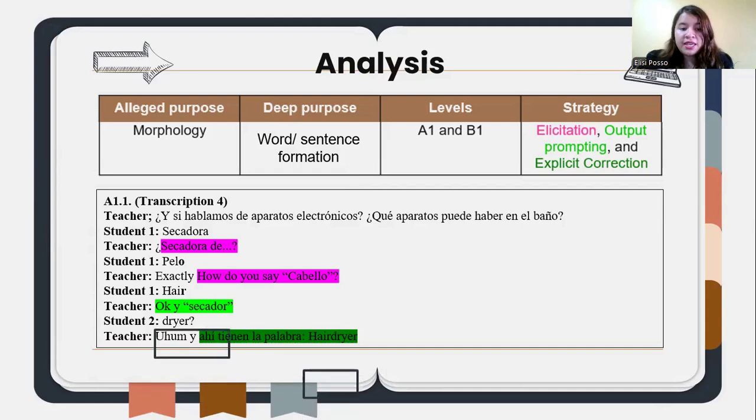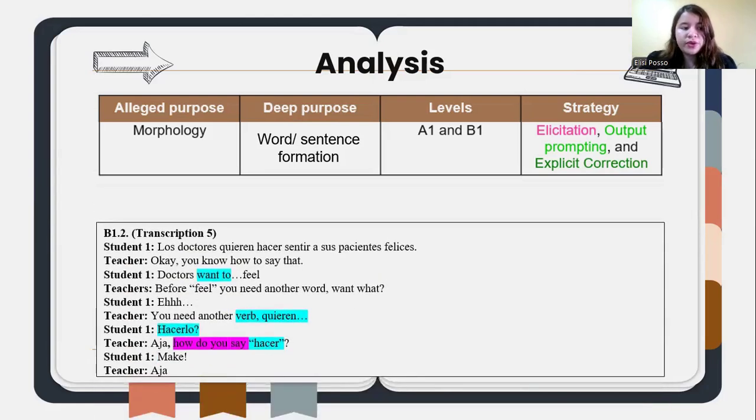Here, as you can see, she is employing again elicitation and explicit correction, and she decided to introduce output prompting because when she says, "okay, is secador," she encouraged the students to produce the correct response based on the discussed linguistic features. Okay.